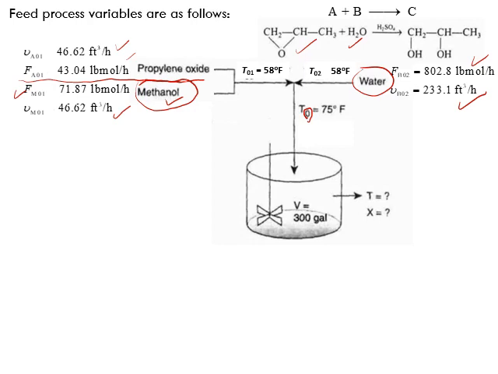So now the properties are not additive. Tamam? The properties are not additive. And let's look at what's happening here. Both streams 01 and 02 are entering at 58 degrees Fahrenheit. However, when they are mixed, the temperature jumps all the way to 75 degrees Fahrenheit.